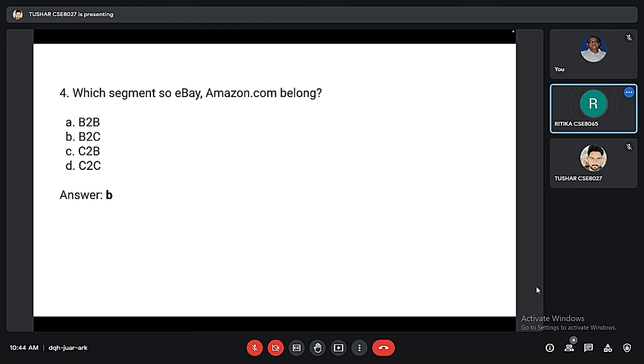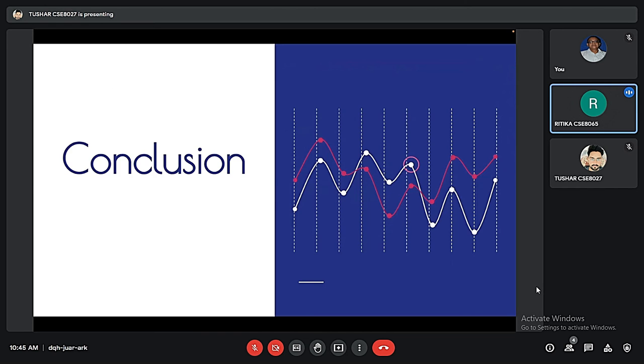Which segment do eBay and Amazon.com belong to? Options are B2B, B2C, C2B, and C2C. So the answer here is business to consumer, because as we all know, and I have already discussed, eBay and Amazon.com belong to the B2C segment. So this particular term B2C refers to the process of selling products and services directly between the consumers who are the end users of its product or services. Next slide.